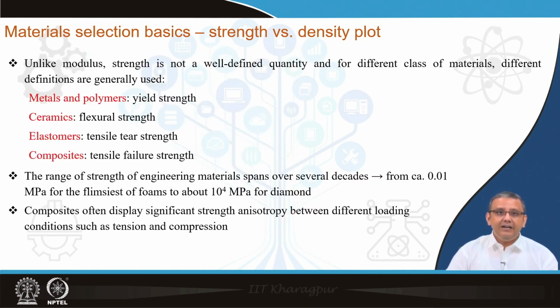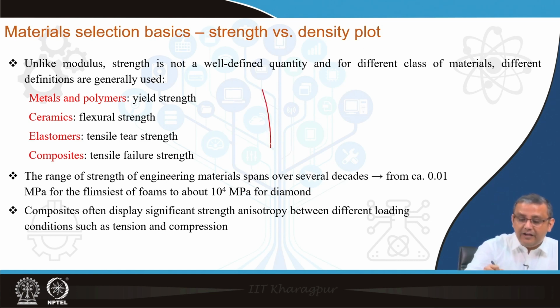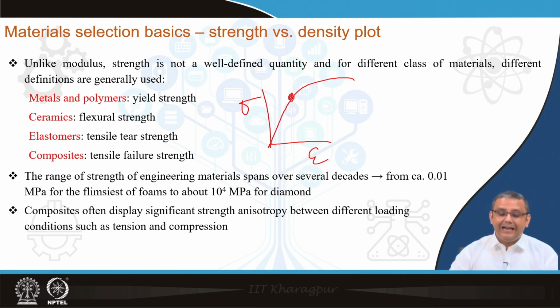As you will see over here, for metals and polymers, because they undergo plastic deformation, we have the definition of strength as the yield strength. So, if you plot the stress strain plot, somewhere here is the 0.2% yield point, and this point is taken for metals as the strength in these particular plots.